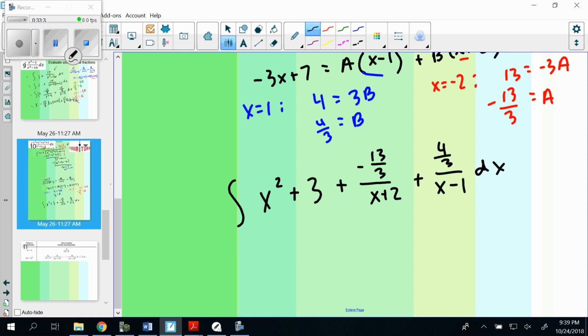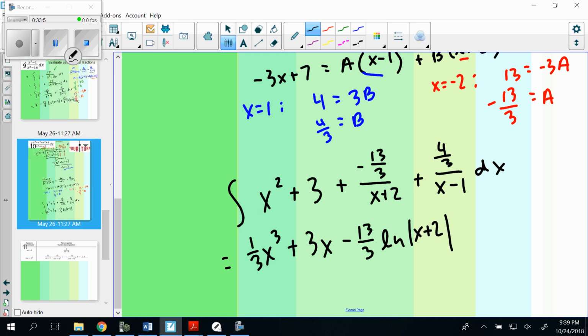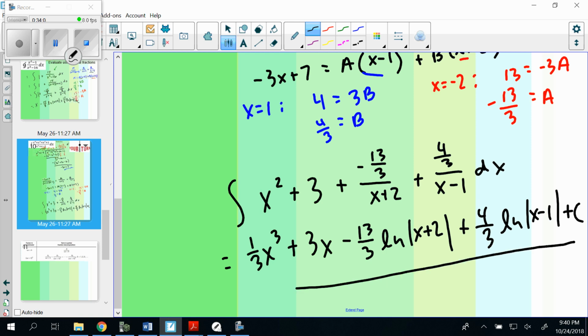So now we can finally solve this one out. The first two are just easy antiderivatives you've been doing forever. This should equal 1/3 x cubed. Next one's 3x. But now we get into our natural logs again. So minus our constant, natural log of x plus 2. And our other one, our constant is 4/3 times the antiderivative, natural log of x minus 1. And that would be our answer. So if the numerator is bigger than the denominator, divide first, then find it out.